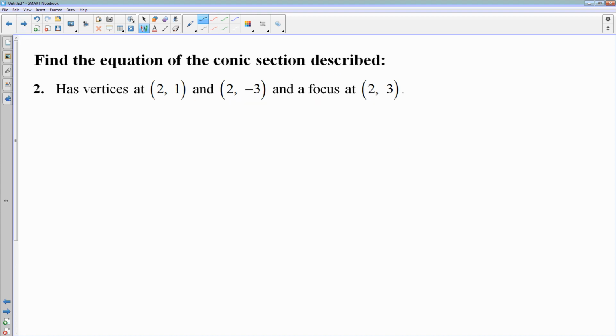Let's try another one. We have vertices at (2, 1) and (2, negative 3), and a focus at (2, 3). Since I have two vertices, I know this cannot be a parabola. So it's either an ellipse or a hyperbola. And the way I'm going to figure that out is I'm going to sketch this information. (2, 1), (2, negative 3), and (2, 3). So let's look at this for a second.